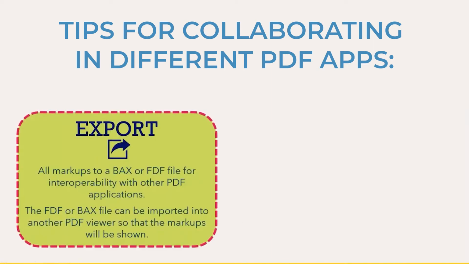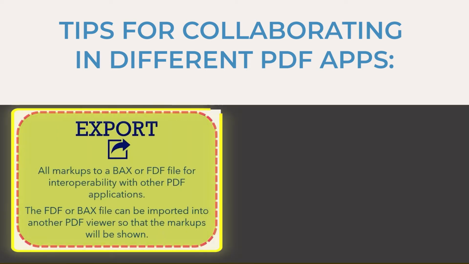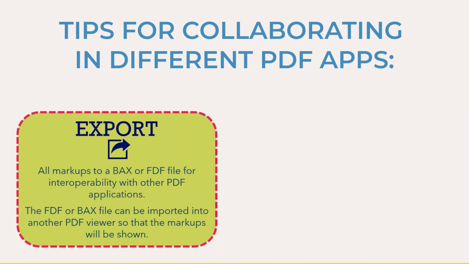So the first one is to export all your markups to a BAX or an FDF file so that you can work with the PDF in multiple applications, and it can be imported into another PDF viewer so that the markups that you've done will show. So that's an easy way to make sure that all of your markups will be visible. Usually in the PDF itself, in the image, you can see everything, but the breakdown, the markup list, you can find in that file.